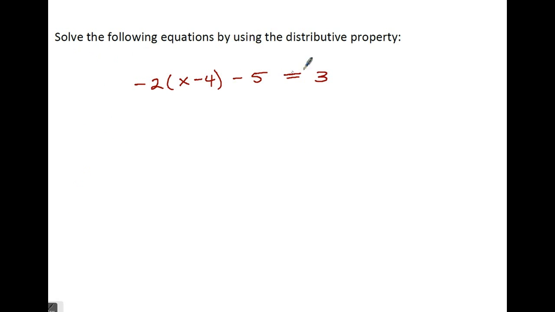Alright, for our second example, we're going to be using the distributive property here. Our first step: we have negative 2 times x minus 4, minus 5, equals 3. So that means the first step we're going to do is distribute.